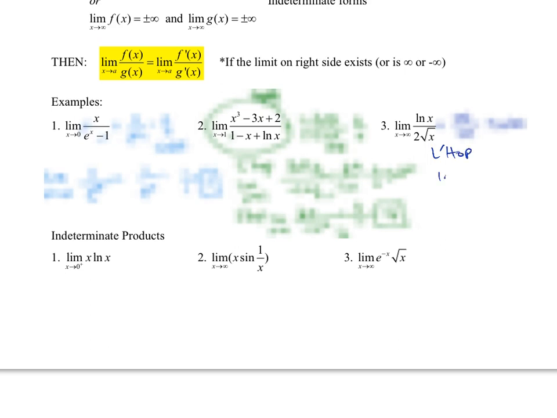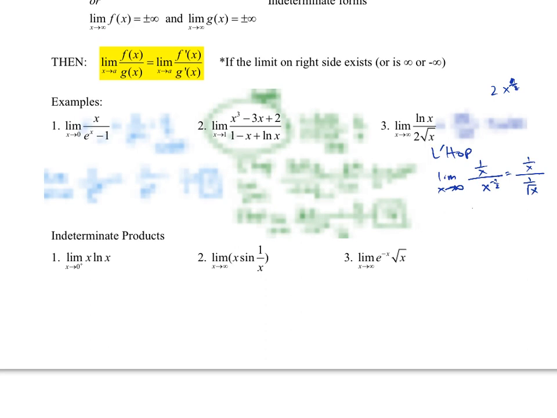We L-hop it. So we'll have the limit as x goes to infinity, and on the top I get 1 over x, so I took the derivative there. On the bottom, remember, that's 2 times x to the 1/2. So be careful, I'll end up on the bottom here with 1/2 times 2, which goes away, and this will be x to the negative 1/2. So this becomes 1 over x, and the bottom we said was going to be 1 over the square root of x.